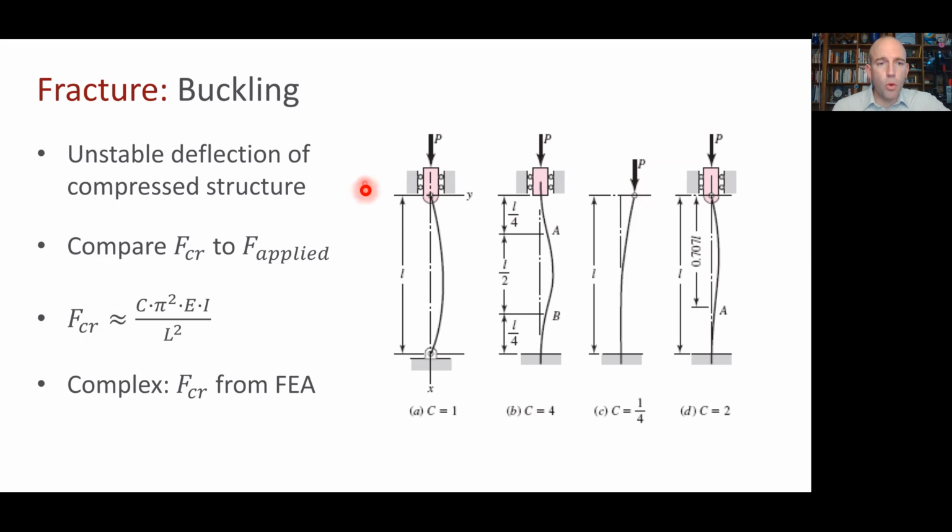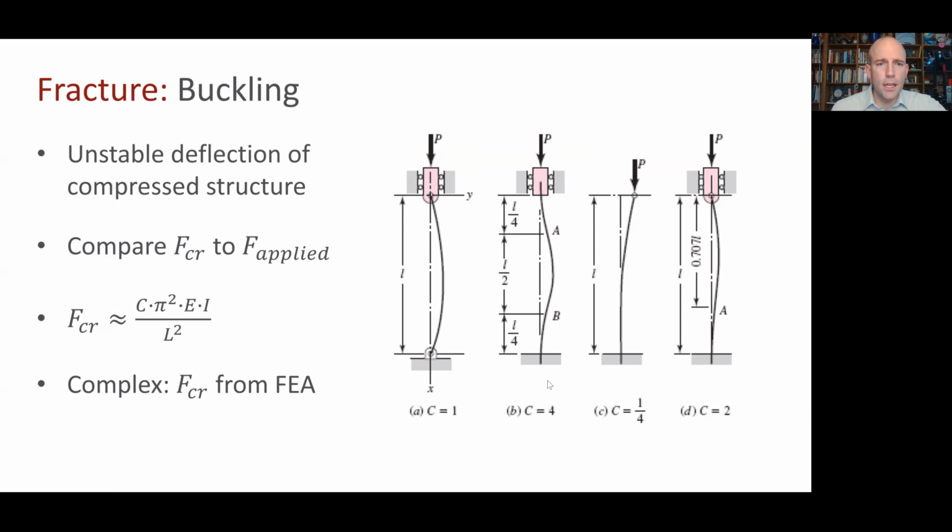Now, one of the most important decisions we'll make when we set up any buckling problem, whether it be by hand or in FEA, is how we constrain the component's deformation. And on the left here, we have a case where we're saying both the ends are pinned, so they can rotate freely, but this can only translate straight up and down, and this can't translate at all. And that corresponds to this constant value of 1 for our critical force.